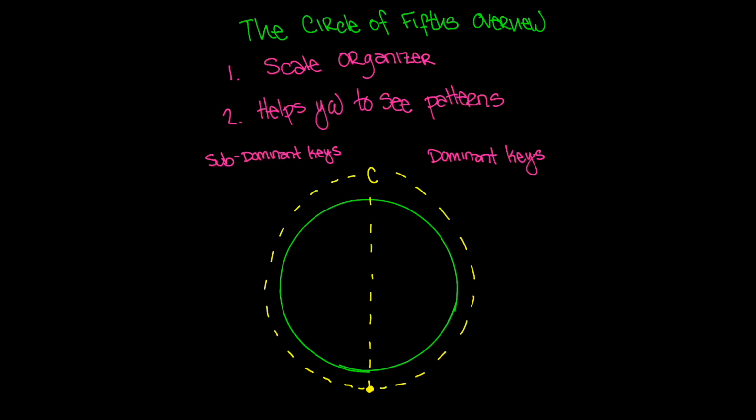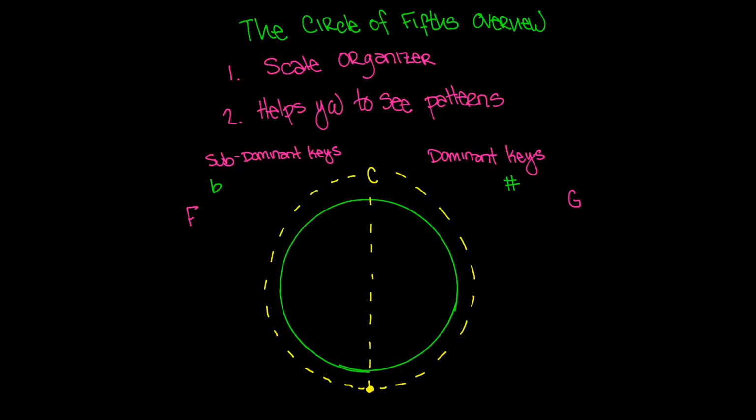Now the dominant keys represent key signatures that use sharps for alterations, while the subdominant keys are going to be flats. What are some examples? Well, the key of G major would be part of the dominant keys because it uses sharps, and F major would be part of the subdominant keys because it uses flats. It's really just about helping us see patterns.